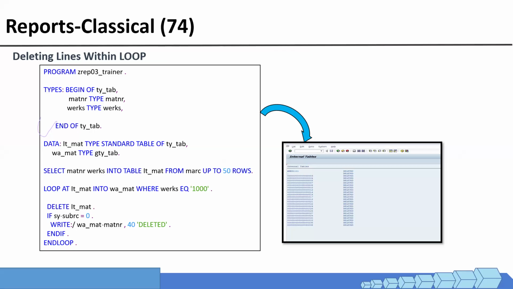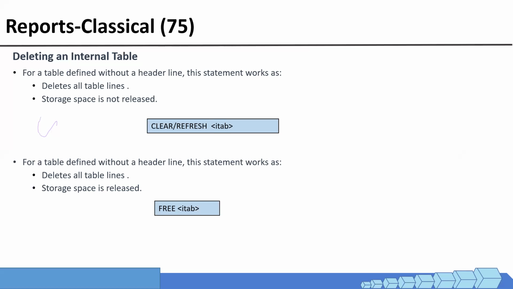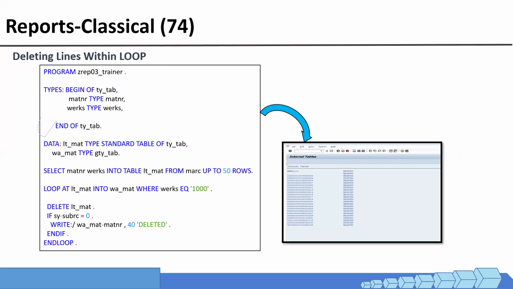Right? What will you do here? So delete IT underscore mat name is how it will consider this one. Think of it: you take the current index record number here inside the loop. Hence, you don't need to pass the index number here. Okay? Any questions here?